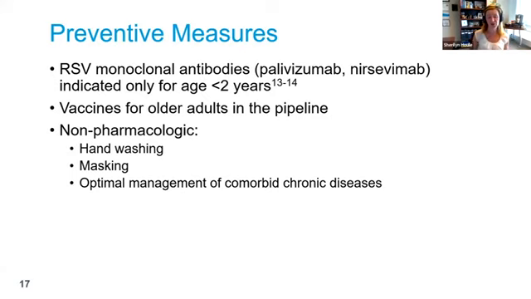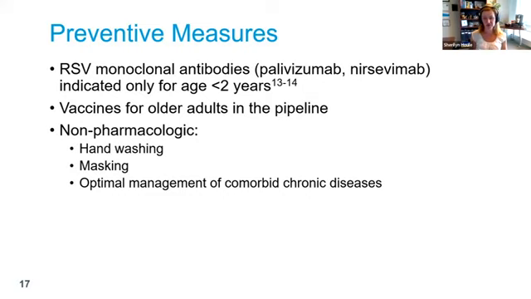As we're going to talk about in a moment, we have a number of vaccines for older adults that are in the pipeline, and we also can't dismiss the value of non-pharmacologic measures such as hand washing, masking, and trying to really optimize management of those comorbid chronic diseases. If we have better control of the asthma and the COPD before the respiratory season, we're probably going to have less likelihood of it triggering an exacerbation.